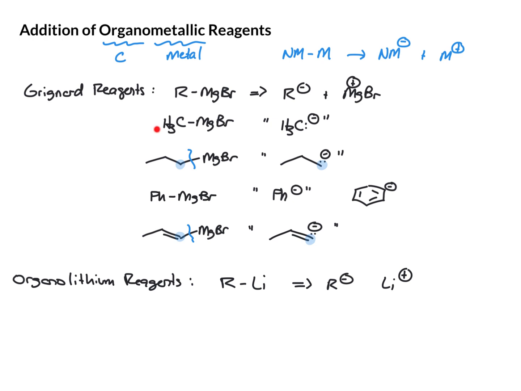For example, instead of methyl magnesium bromide, we can have methyl lithium. We're going to treat this the exact same way as CH3 minus, a nucleophile. And we can write any of these as organolithium reagents. So for us, we're going to use Grignard reagents and these organolithium reagents interchangeably.